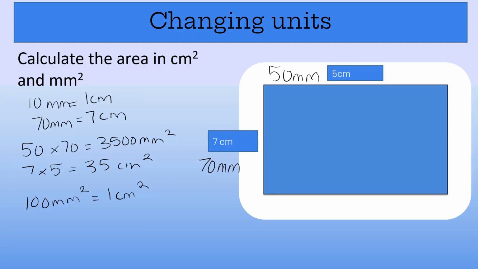To solve this problem, you can convert the measures at the beginning of the problem. Since 10 millimeters is 1 centimeter, then 7 centimeters is 70 millimeters. You would do the same for 5 centimeters, which is 50 millimeters. When you multiply, you will get an answer of 35 centimeters squared, or 3,500 millimeters squared.